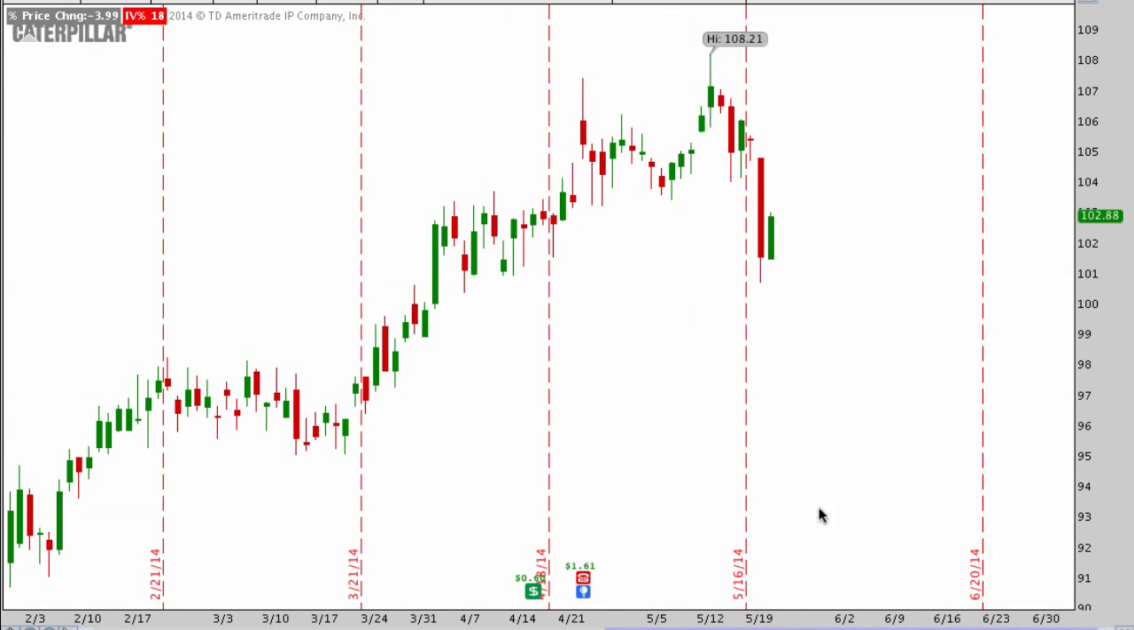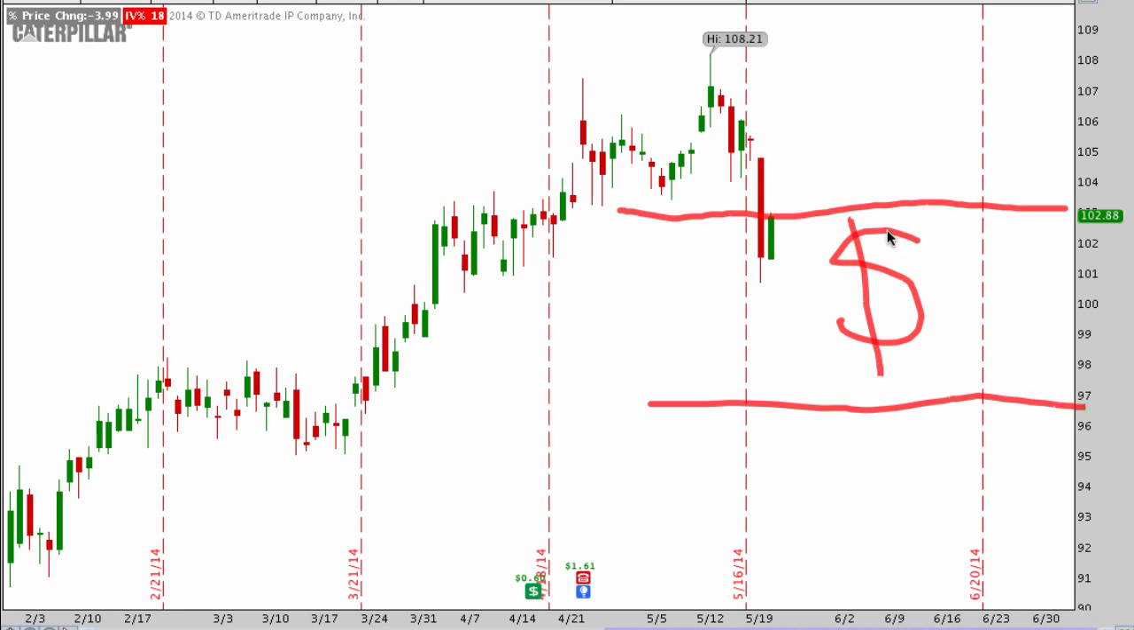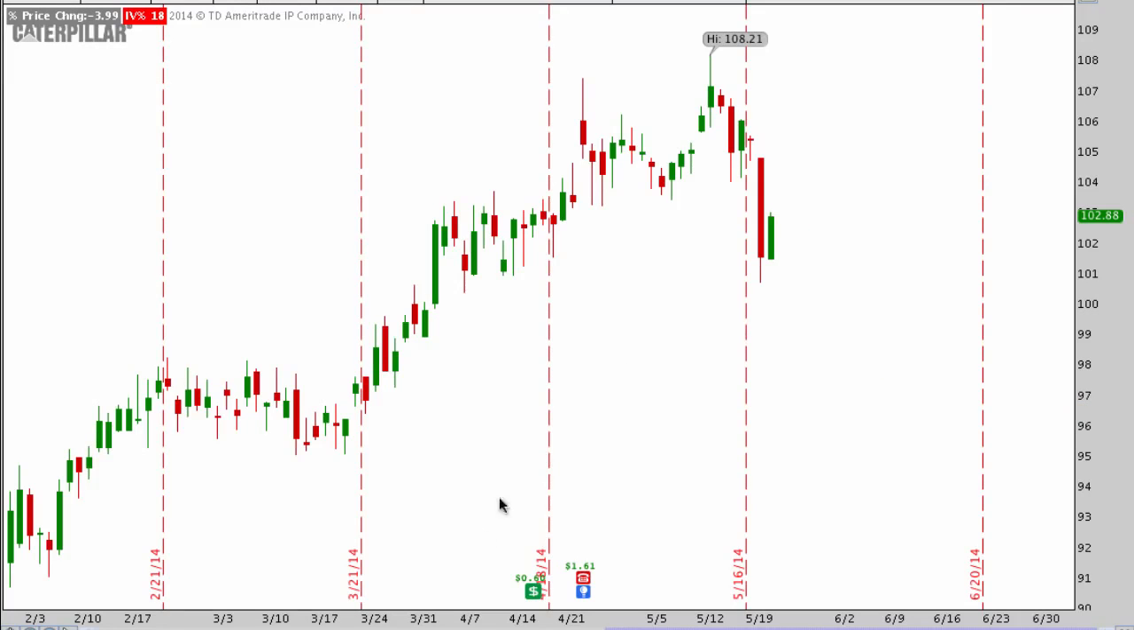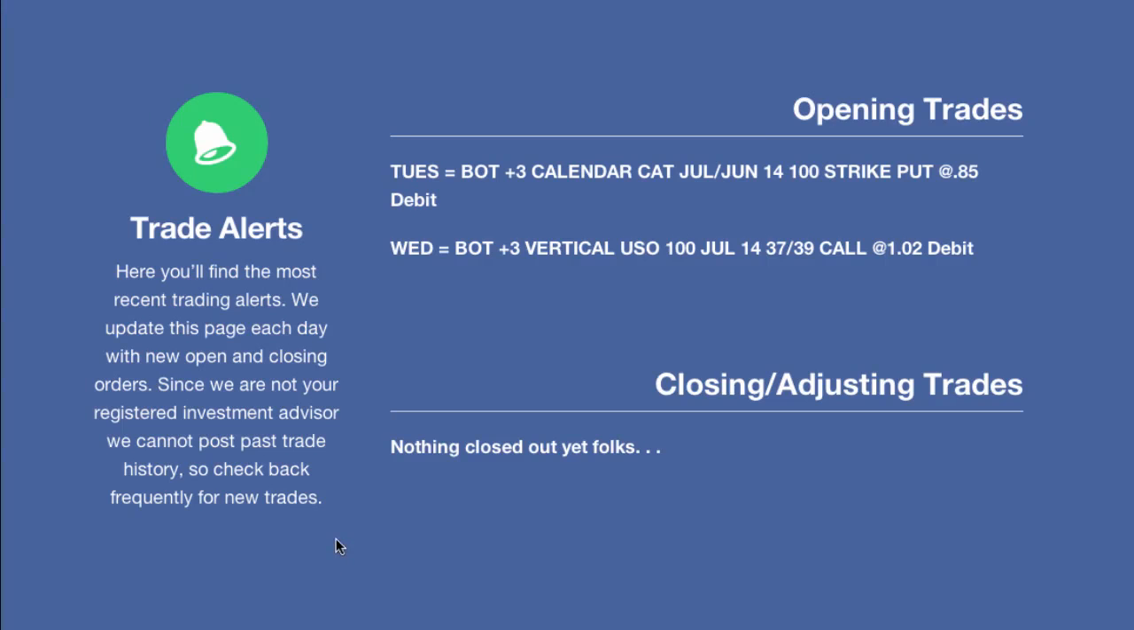If we go back to the chart, you can see that 97 is all the way down here, and 103 is just about where it's at right now. So we have a good range, and even if Caterpillar crashes here, we don't exactly need it to stop at 100, but inside this range is really the money zone for these calendars. So good trade, really like the trade, and it's already starting to work for us, which really helps out.